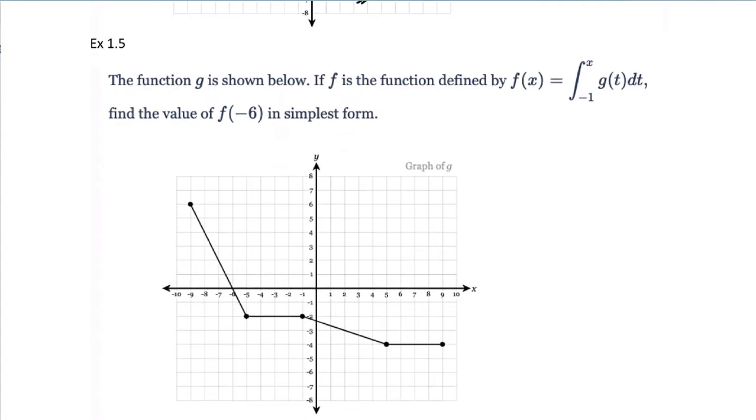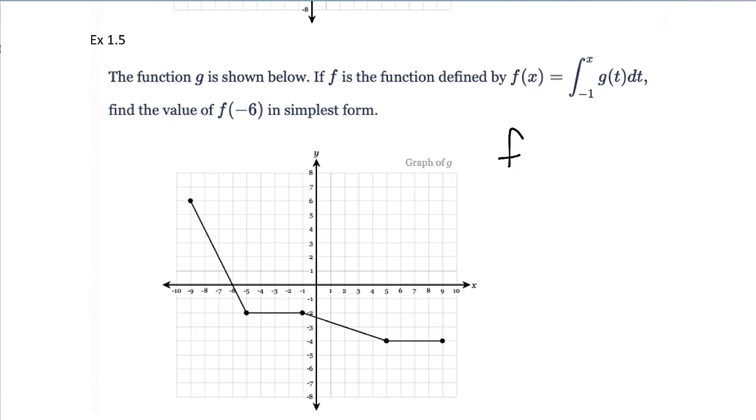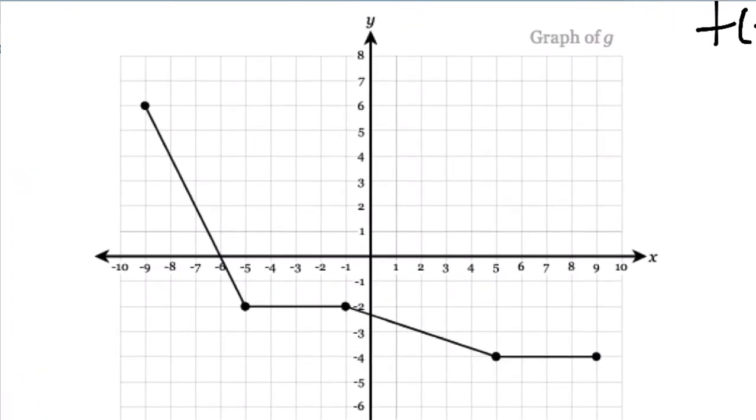Because when we think about something like this one, well, this problem is saying find f of -6. That would be the integral from -1 to -6 of g of t dt. Notice we're given the graph of g of t. Well, now when we think about what's happening, we're starting here, and we're going back this way, all the way to -6.